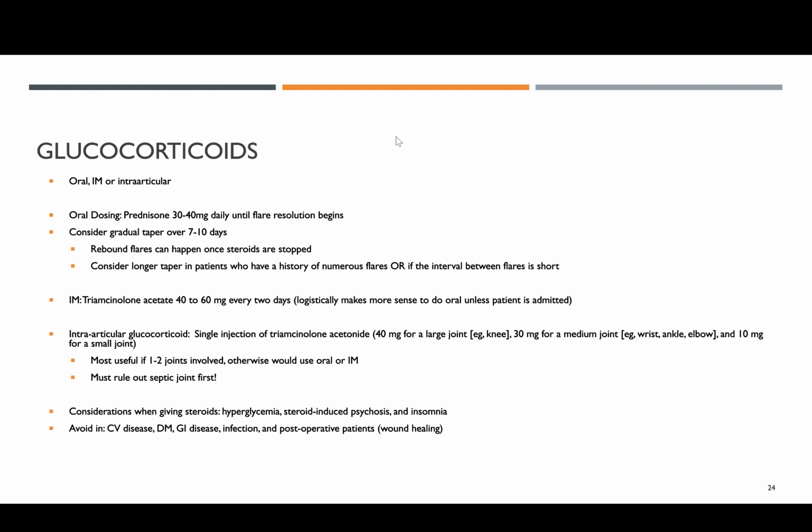Considerations for any time you give steroids: hypoglycemia, steroid-induced psychosis, insomnia. Really want to avoid steroids in CV disease, diabetes, GI disease like peptic ulcers, infections, and in the postoperative period, because that can interfere with wound healing. Okay, so that's how we treat an acute flare of gout.